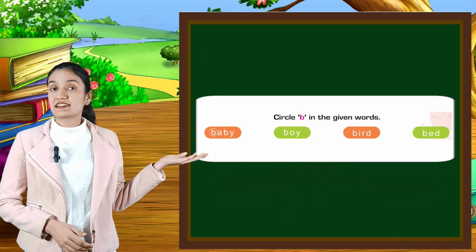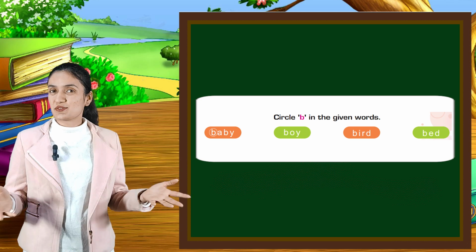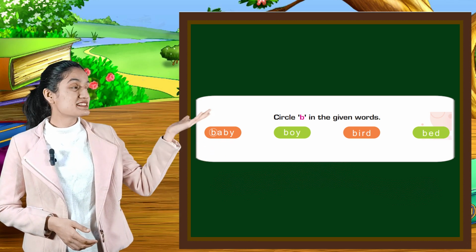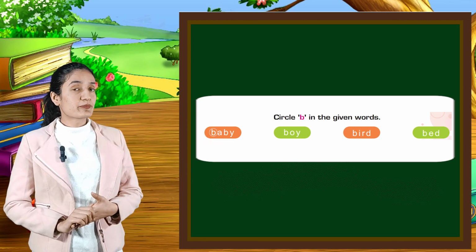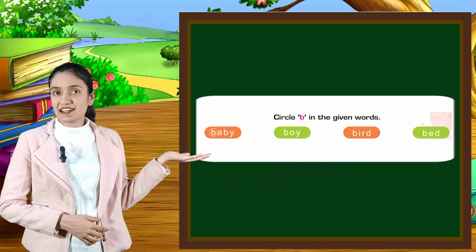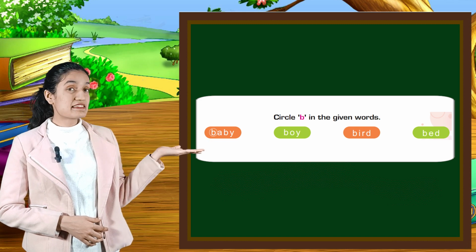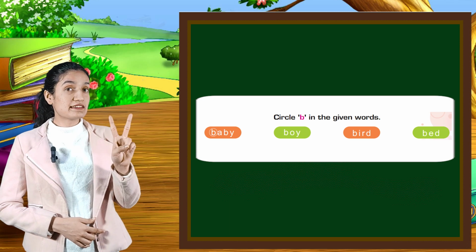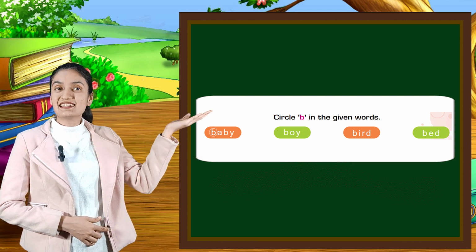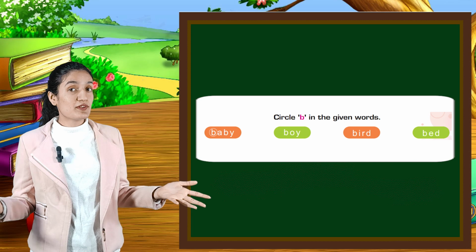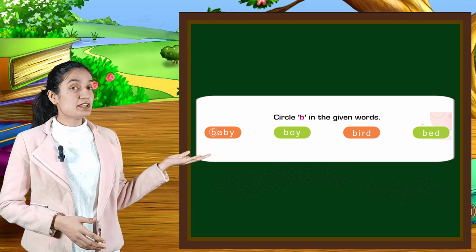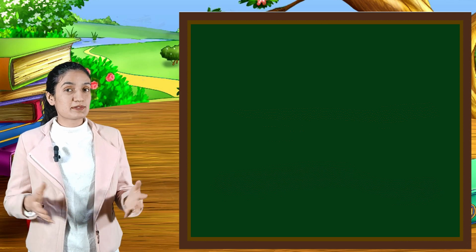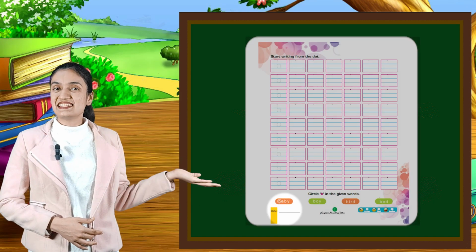Now kids, circle B in the given words. What are those words? Baby, boy, bird, bed. So बच्चों, आपको यहाँ पे B कहाँ दिख रहा है? Yes, here you can see in the first word baby, we can see two B's. First letter and third letter. So what we are going to do? हम यहाँ पे B को circle करेंगे. And kids, after circle all the B's, you have to write date here.